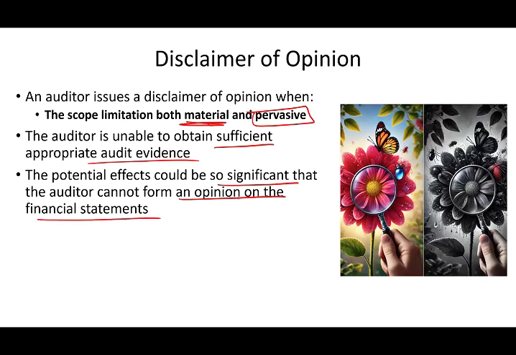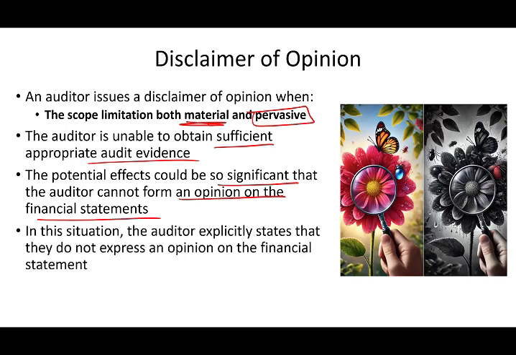Here we have a serious issue. In this situation, the auditor explicitly states that we do not express an opinion on the financial statement. They're not giving an adverse opinion. They're not giving a bad opinion. They're just saying we cannot, because there's a scope limitation, and the scope limitation is material and pervasive to a point where we cannot issue even a qualified opinion. Therefore, we disclaim. That's it. Now, is there another case where we disclaim? Yes, we'll talk about it at the end.